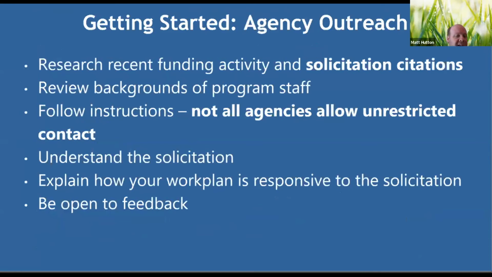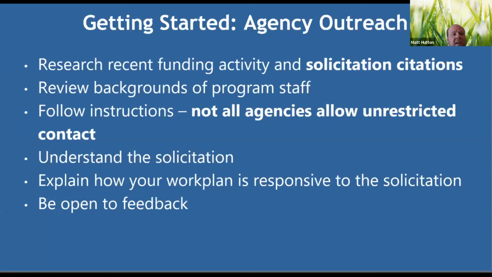What do you need to do first? Research the recent funding activity. If you are knowledgeable about what the agency has funded last year and the year before, then you're speaking the same language as the technical staff, and it really, really benefits you to be able to do that. Look at the citations that they've got in the solicitation.